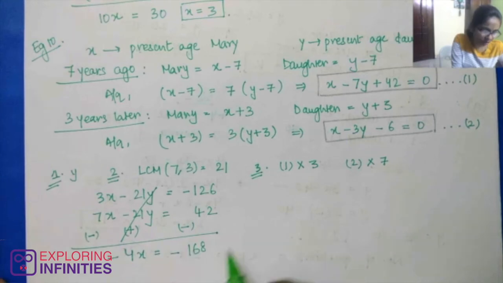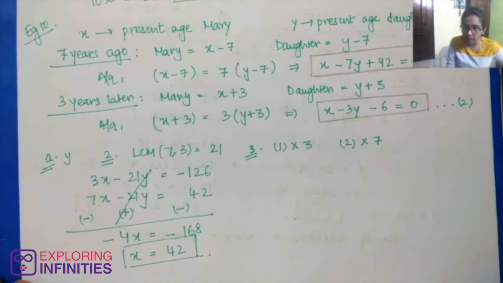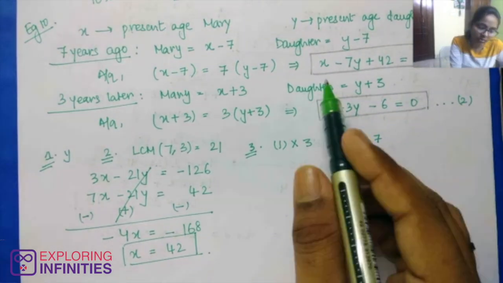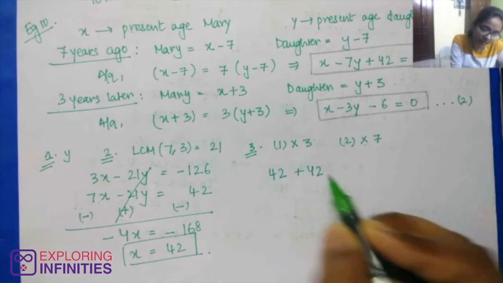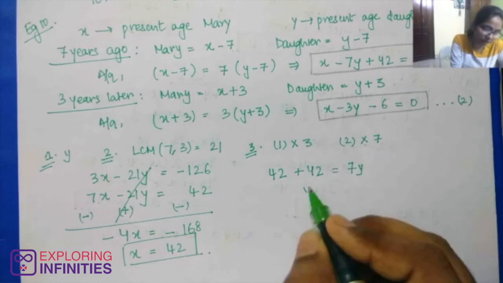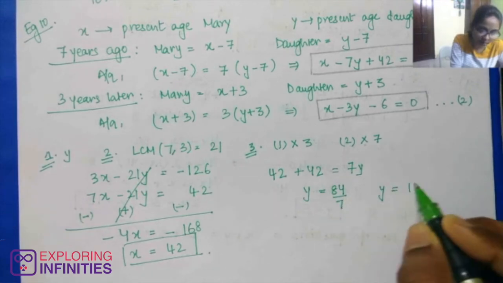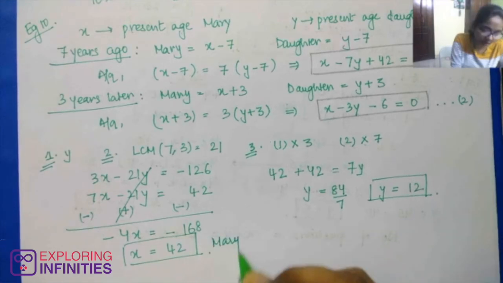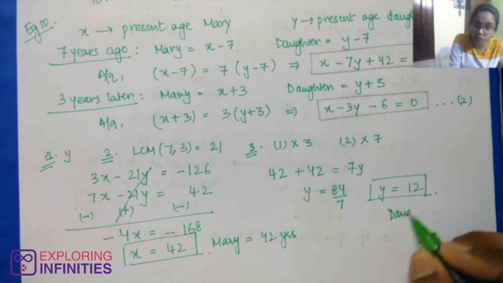From here I have x is equal to 17. So it means the present age of Mary is 42. Now you want y also, so you just substitute in any of the equations. I'm substituting in my first equation, so I have x as 42 plus 42, my constant, is equal to 7y. So I have y is equal to 84 by 7, so my y will be 12. So it means Mary's age is 42 years and her daughter's age will be 12 years.